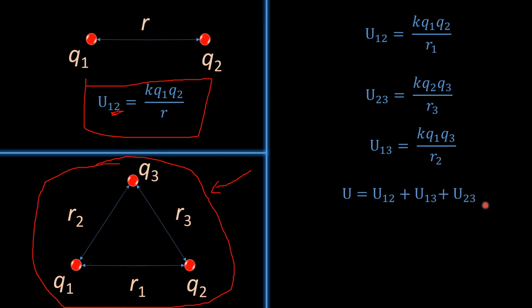Okay, now once you write U23, you don't need to write U32 because it is one and the same. We are talking about a scalar quantity. So U23 and U32 both are the same. Substitute the values and add.